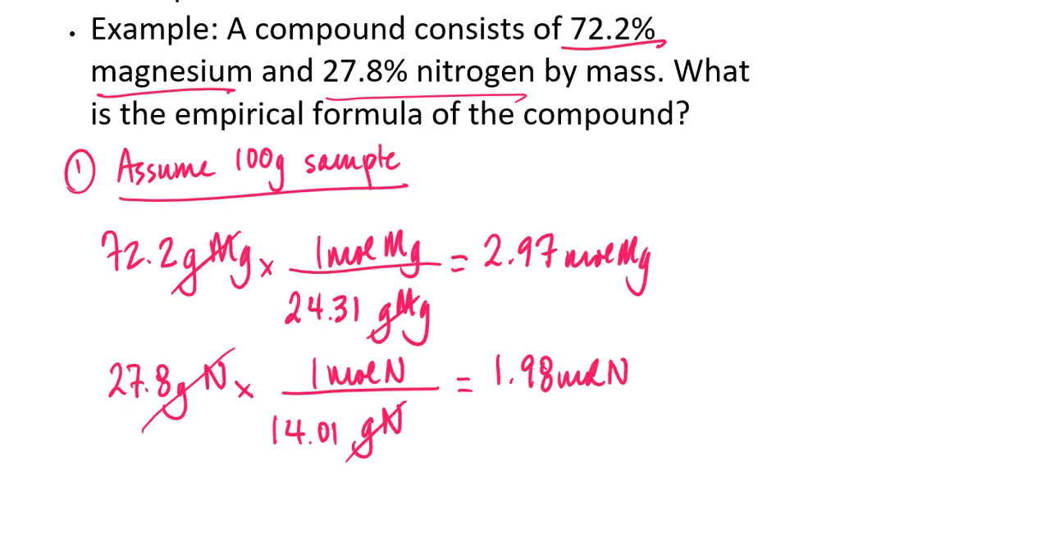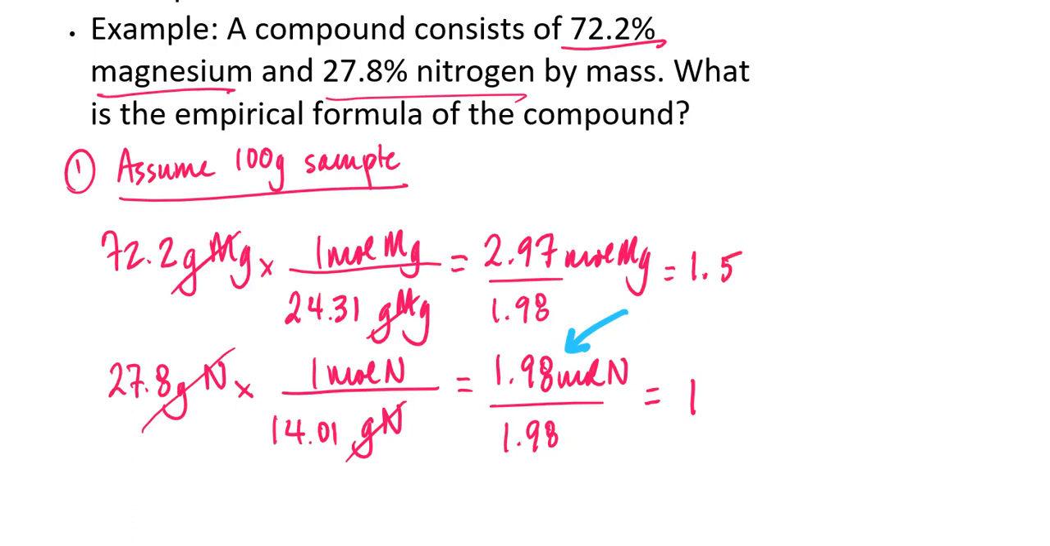Now, in order to determine the ratio between the elements, then what I need to do is divide by the smallest number of moles that I calculate from all of the elements in the compound. And so for this particular problem, 1.98 moles of nitrogen is less than 2.97 moles of magnesium. So I'm going to divide through in both responses by 1.98. So 1.98 divided by 1.98 is 1. Now 2.97 divided by 1.98, that's actually 1.5.